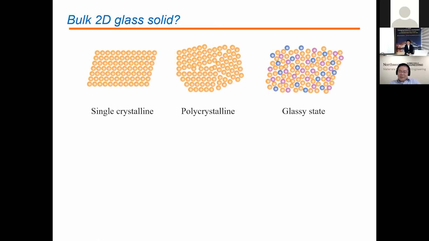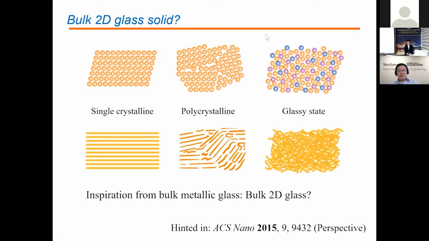Now, while we were teaching and learning that, at the same time, we were inspired to think: can we achieve a set of analogous structures, just like that? So for 2D materials, you can certainly have a single crystalline structure. For example, if you look at a single grain of HOPG, or high quality graphite, or MoS2 crystal, you will get a single crystalline grain.